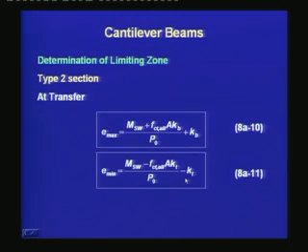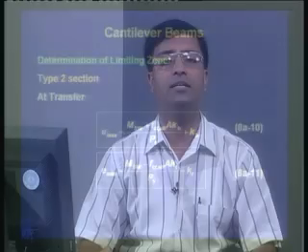Once we have these expressions of Emax and Emin, we can determine the limiting zone for type 2 sections. For type 3 sections, the expressions are the same. The only difference is that we have different values of the allowable tensile stress at transfer and at service. Next, we are moving on to have an idea about the cable profile in a cantilever beam.